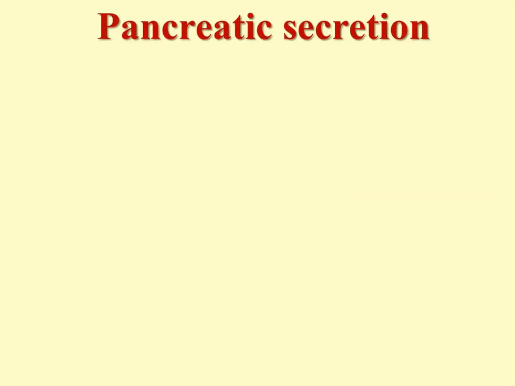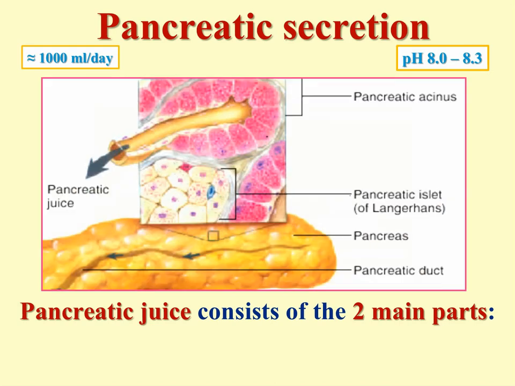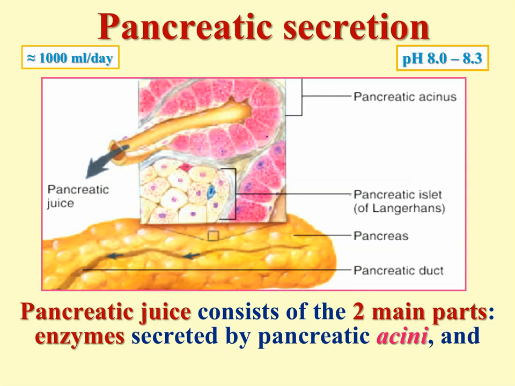Pancreatic secretion. Let's begin to consider this juice, very important for digestion. The total amount of pancreatic juice formed daily is about 1 liter. The pH of the pancreatic juice is between 8.1 and 8.3 on average. Pancreatic juice consists basically of 2 main parts. One part is enzymes secreted by pancreatic acini. You can see here acinar cells that surround the ends of the ducts, and these cells produce enzymes and release them into the duct.